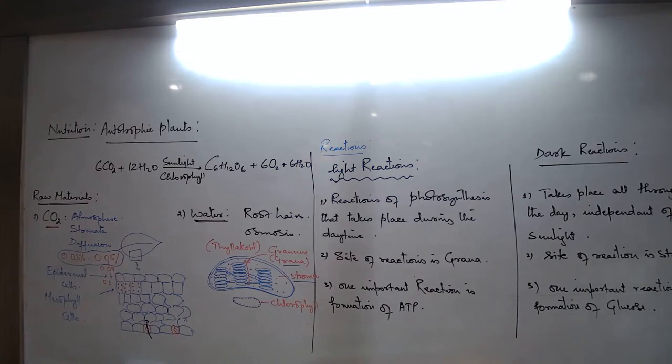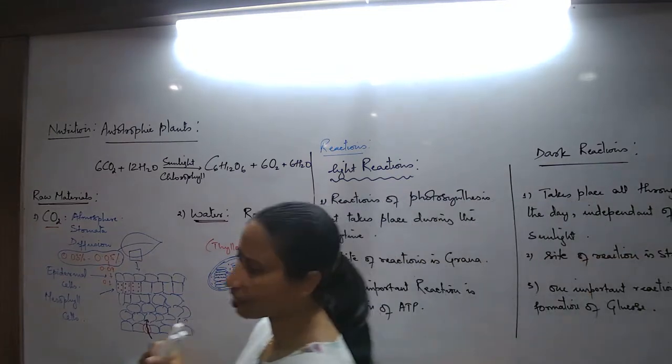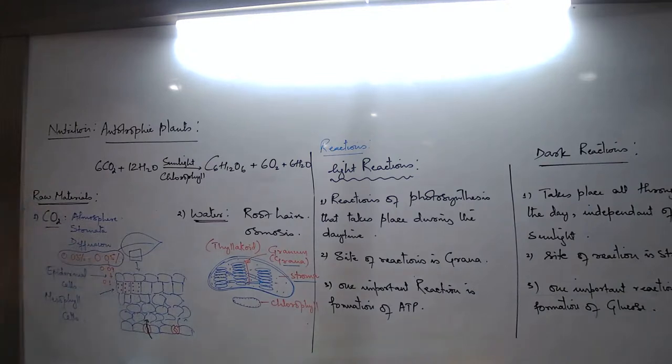Even if the day is gloomy and monsoon season is going on, night, evening, any time of the day, these are the reactions that can go on. But light reactions can start only after a particular intensity of sunlight, maybe at 6 o'clock after sunrise. It is like that. Okay?